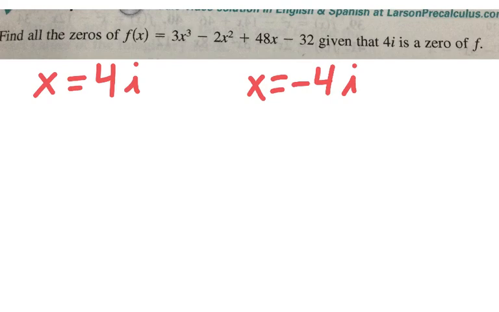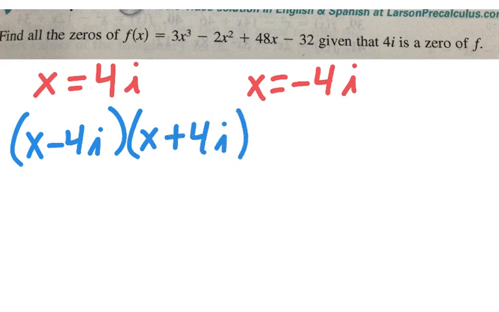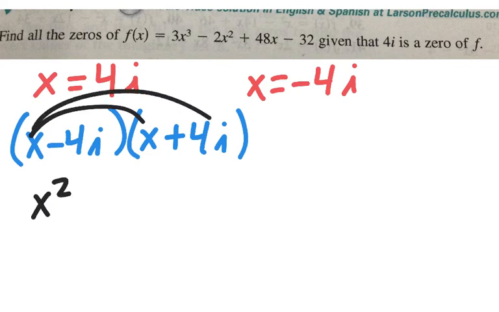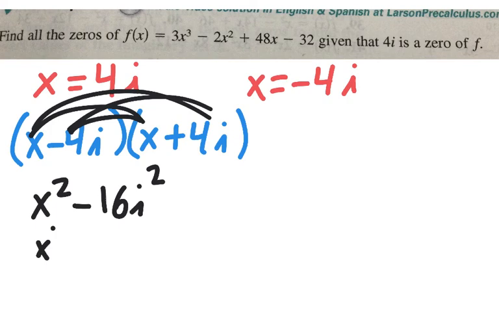So negative 4i must also be a root, right? That's the first thing that we know. So that means my factors are x minus 4i times x plus 4i. I can distribute to get a factor without any imaginary numbers. So it's going to give me x squared plus 4xi minus 4xi minus 16i squared, which I can write as plus 16. Right, because i squared is negative 1. Negative 16 times negative 1 is positive 16.